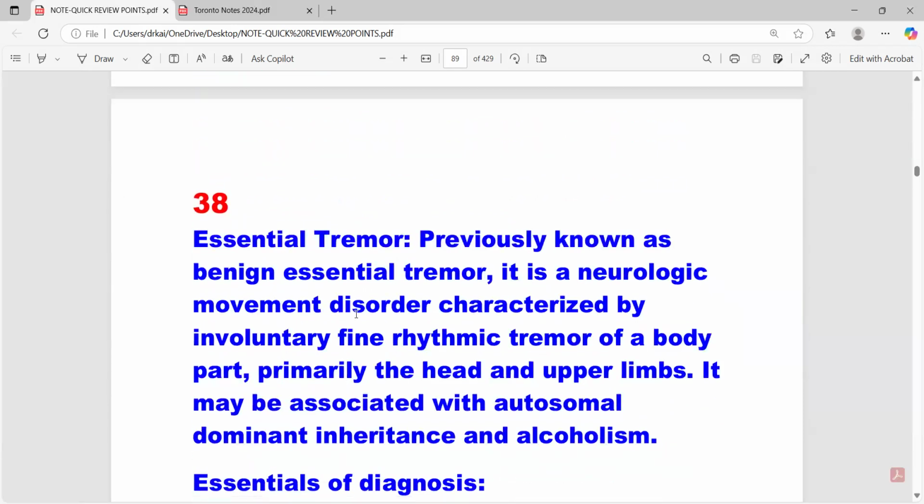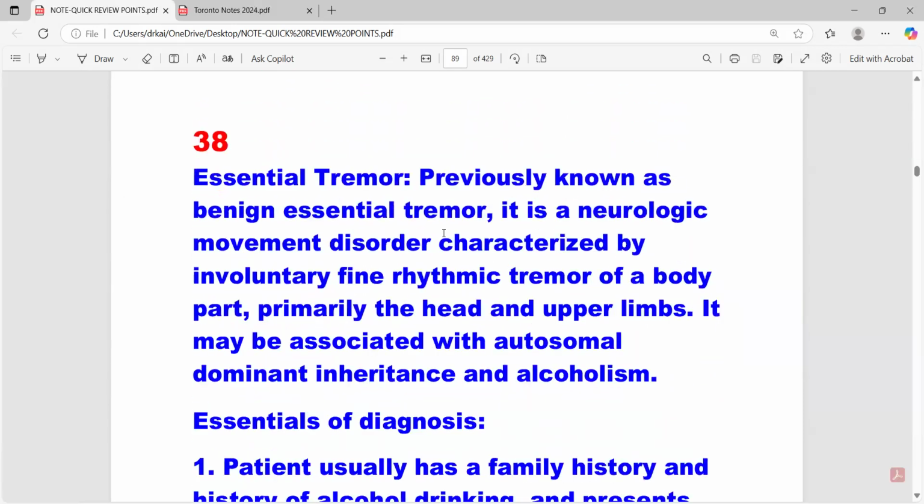Then comes the essential tremor, previously known as benign essential tremor. It is a neurological movement disorder. It's a rhythmic tremor of a body part, the head and the limbs. And it's basically autosomal dominant inheritance. As I said, this is important.